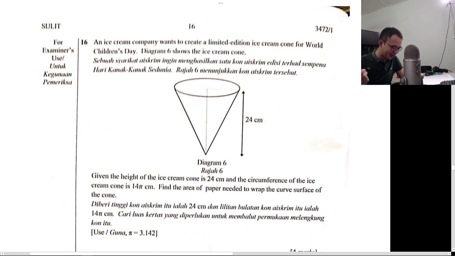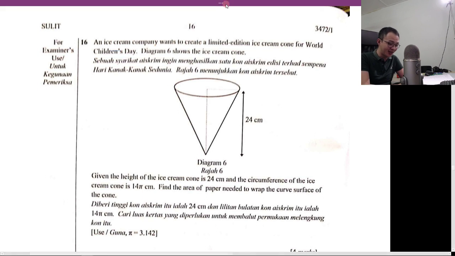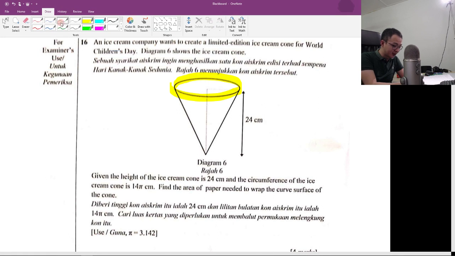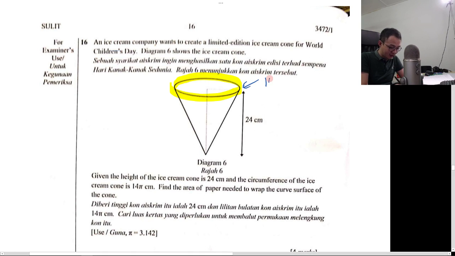Alright, an ice cream company wants to create a limited edition ice cream cone for World Children's Day. Diagram 6 shows an ice cream cone. Given that the height of the ice cream is 24 cm and the circumference is 14 pi. Just in case you do not know the meaning of circumference, the circumference is 14 pi. Find the area of the paper needed to wrap the curved surface of the cone. So basically they ask you to find this area.